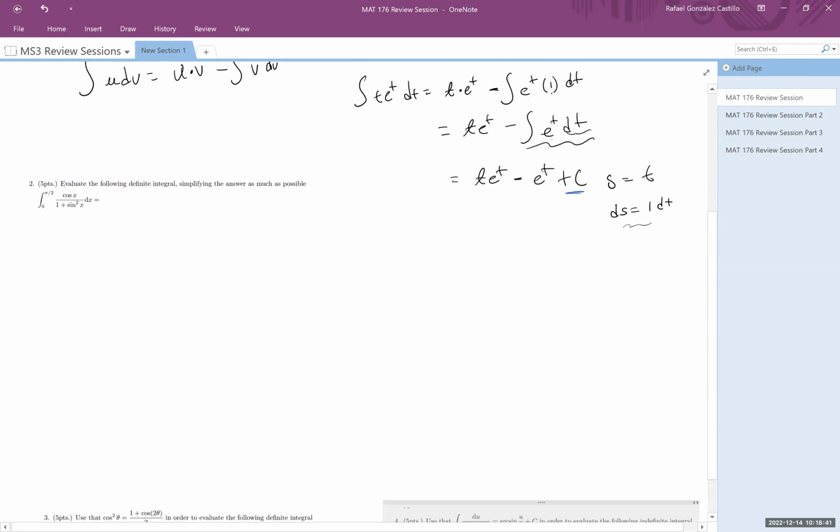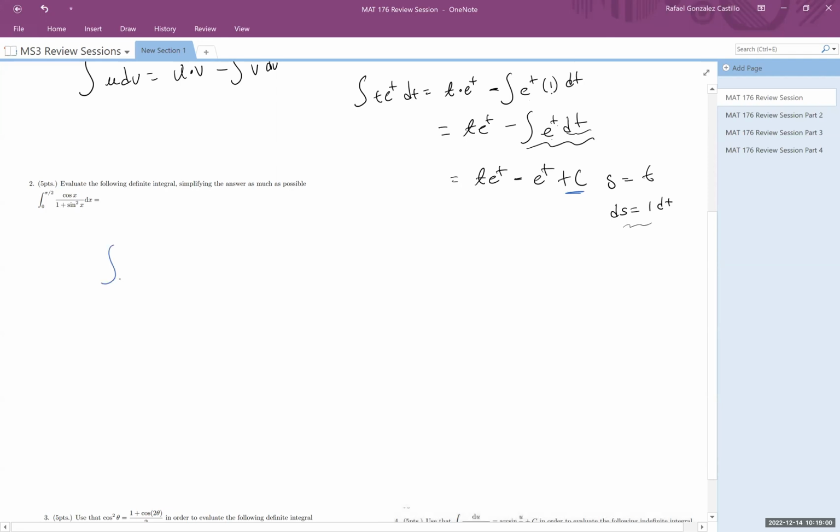All right, seeing no questions, I'll move on to problem number 2. So problem number 2, we have to evaluate the following integral. Now, this is a definite integral, and we have to simplify as much as possible. Now, your first method of integration that you should always try is u substitution.